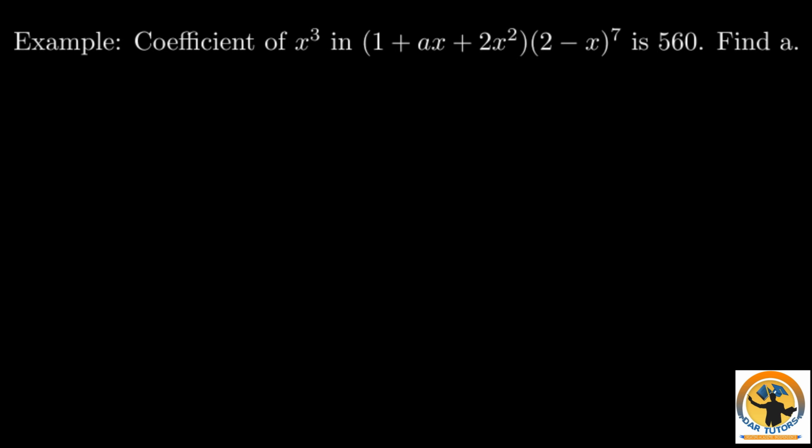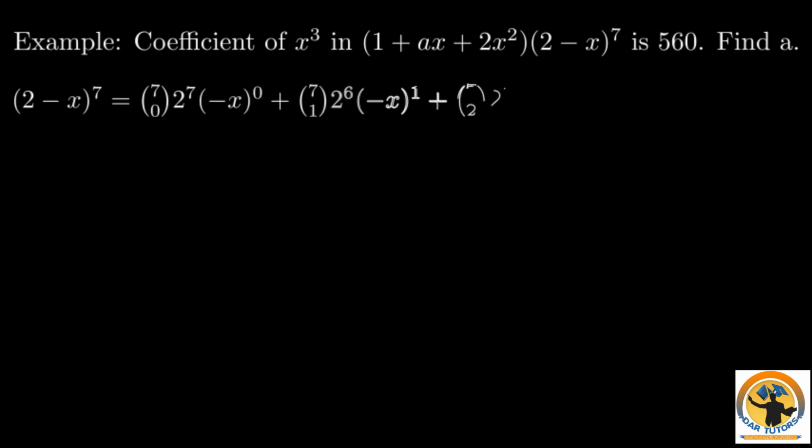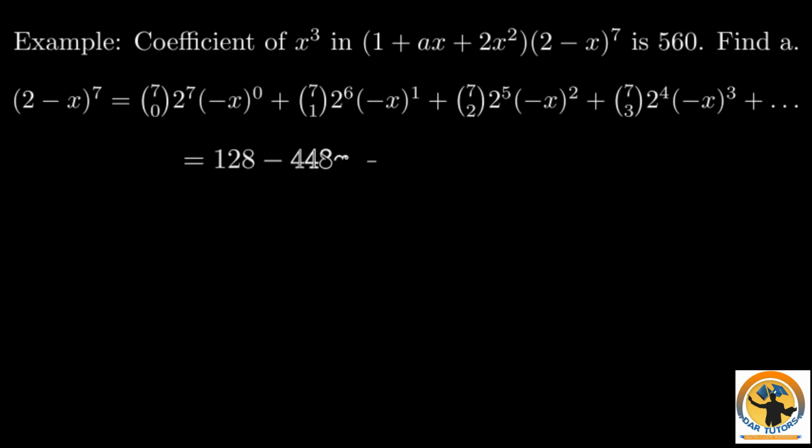First, we need to find the expansion of (2 - x)^7, up to the x cubed term. The expansion is 2 to the 7th, plus 7 choose 1 times 2 to the 6th times negative x, plus 7 choose 2 times 2 to the 5th times negative x squared, plus 7 choose 3 times 2 to the 4th times negative x cubed. Simplifying this, we get 128 minus 448x plus 672x squared minus 560x cubed, and so on.